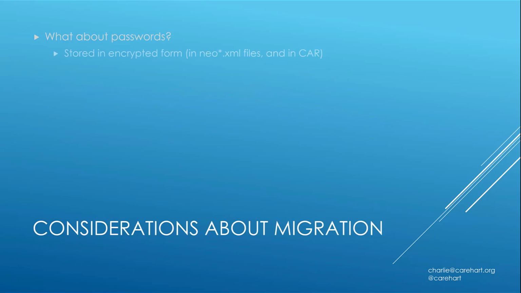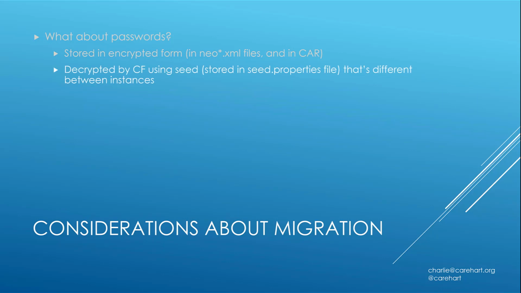What about the passwords? I just said that the way they're stored in the Neo XML files and in the CAR is in encrypted form, and they're decrypted by CF using something called a seed. That seed is in a file called seed.properties, and it's different between instances by default. So you've got to handle it. The CAR mechanism and the migration feature are both designed to handle it.